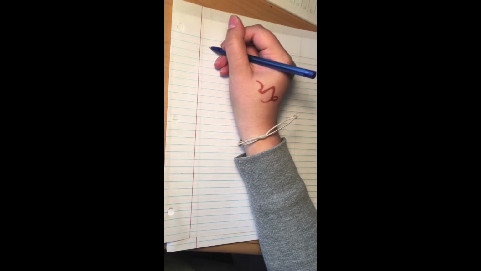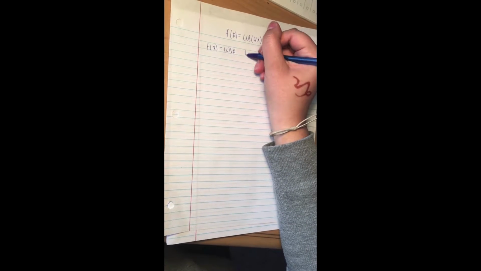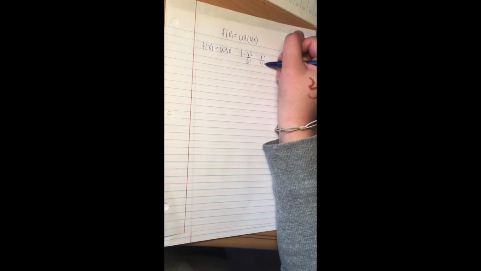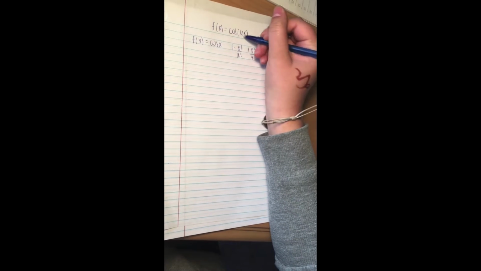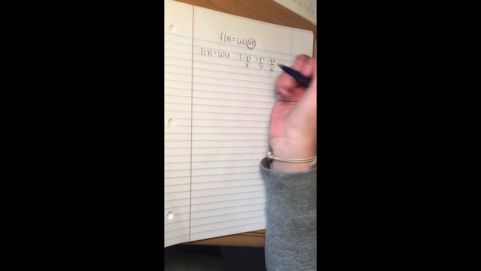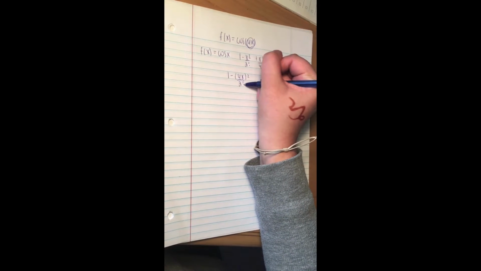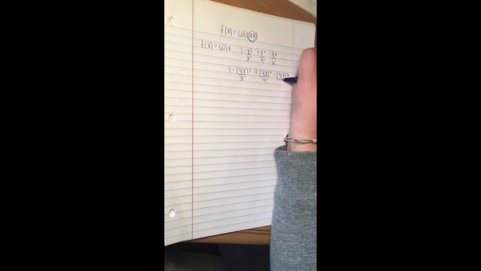So let's start by generating the cosine series. F of x equals cosine of x. The cosine series is 1 minus x squared over 2 factorial plus x to the 4th over 4 factorial minus x to the 6th over 6 factorial, and so on. But we want cosine of 4x, so wherever there's an x, we're going to plug in 4x. So our new series is 1 minus (4x) squared over 2 factorial plus (4x) to the 4th over 4 factorial minus (4x) to the 6th over 6 factorial, and so on.